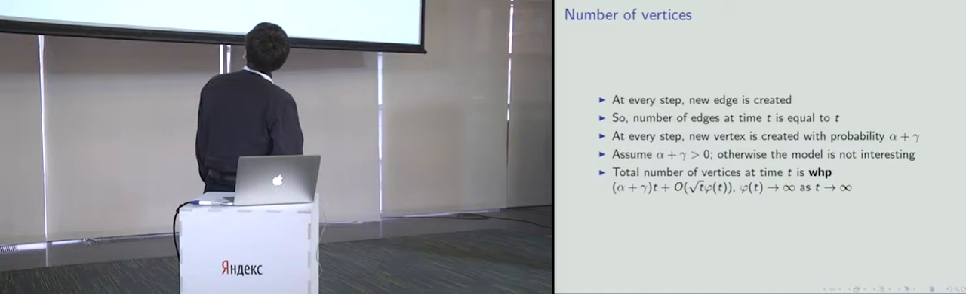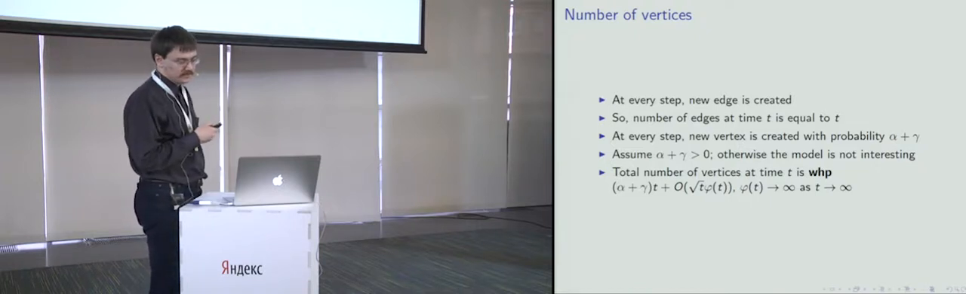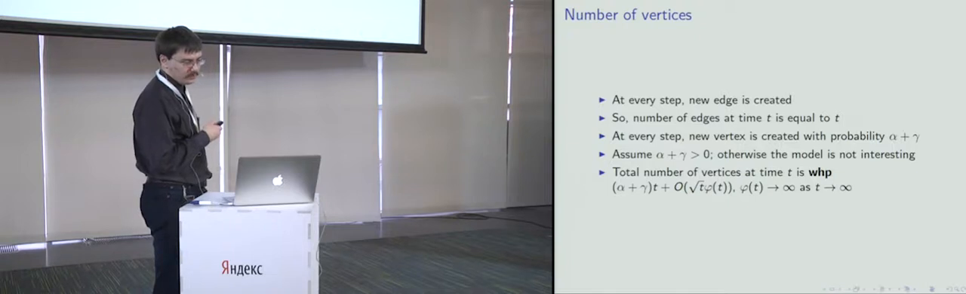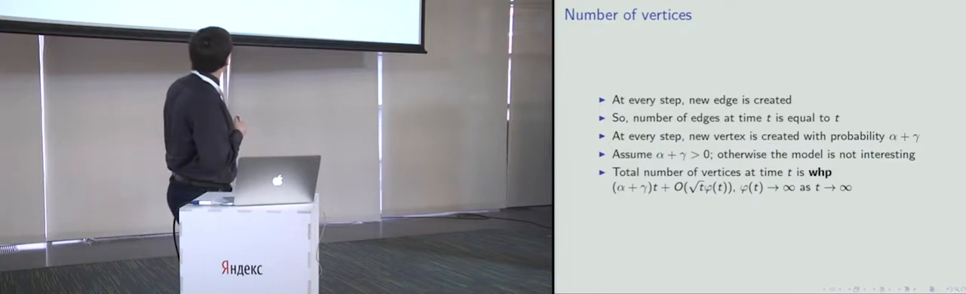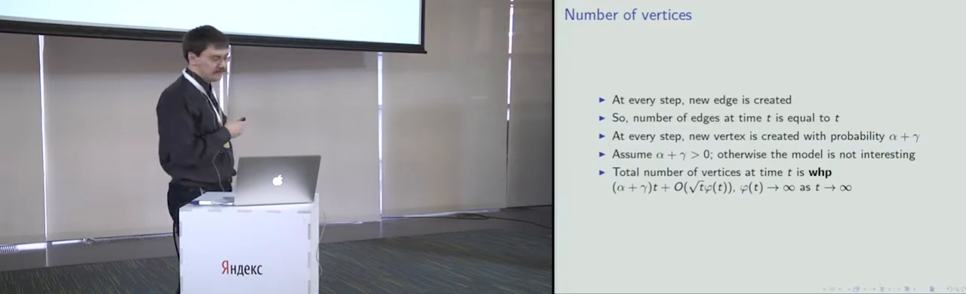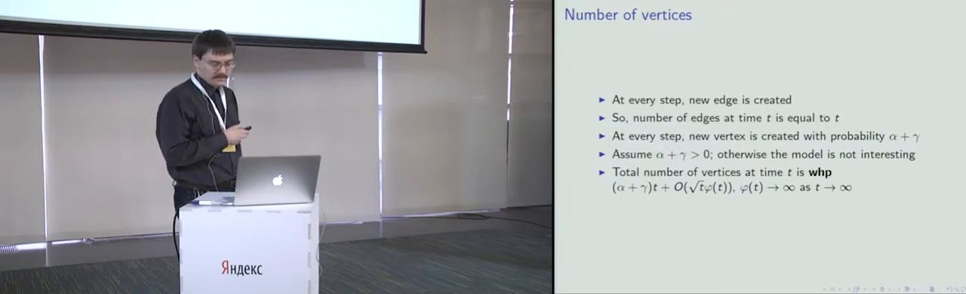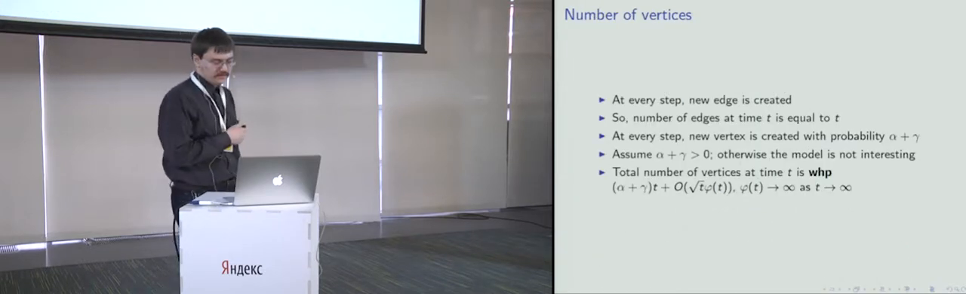Some basic facts. The number of edges is equal to the time, because at every step we always add a new edge. A new vertex is created with some probability from 0 to 1. We assume that this probability is non-zero, otherwise the model is not interesting. And the total number of vertices is highly concentrated around some constant multiplied by the number of edges.